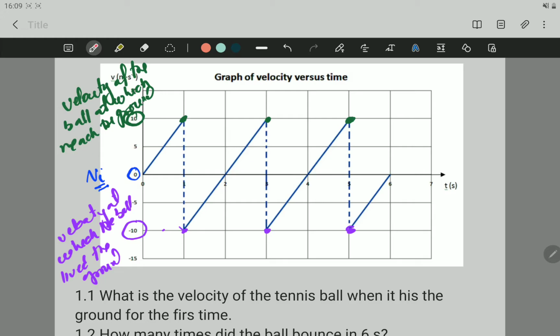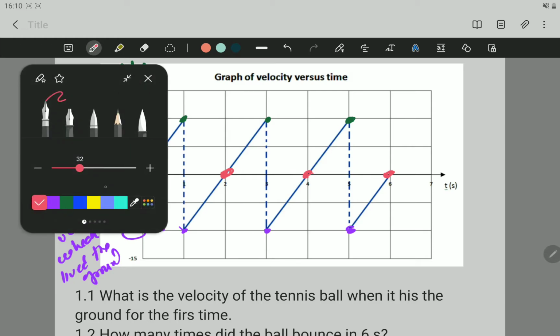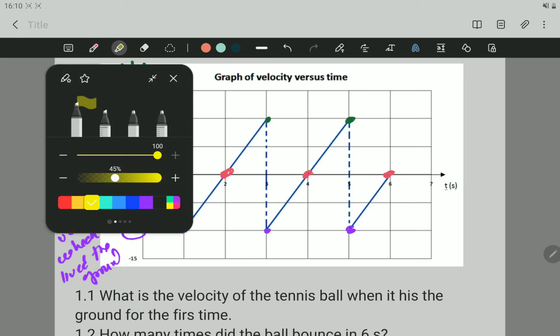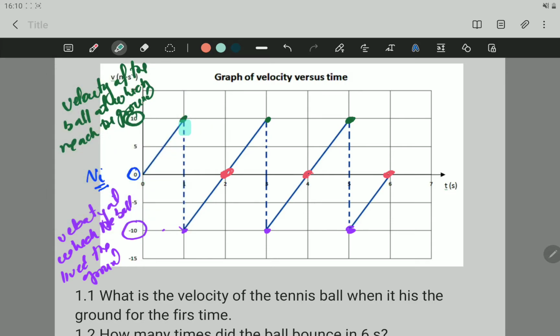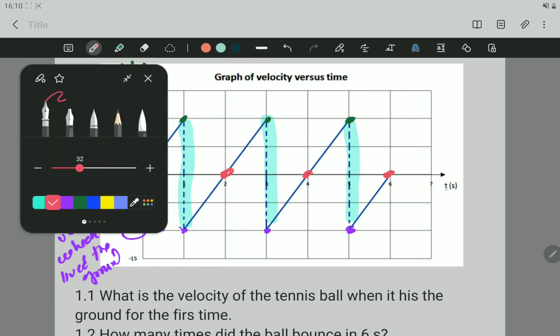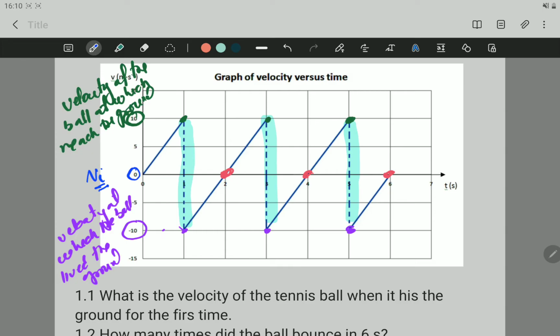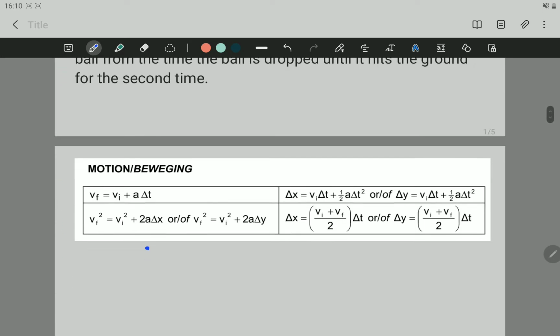Now, what is important? These points here are when the ball is at the maximum height. That is when the ball is at the point from which it was dropped. That is important. And this dotted line represents the bouncing of the ball. All this dotted line here represents the bouncing of the ball. So this ball, in this case, bounced 3 times. So let's now start with the solution. Let's write here a solution.